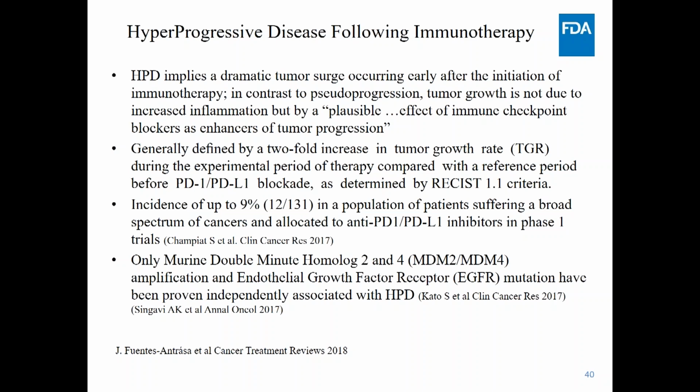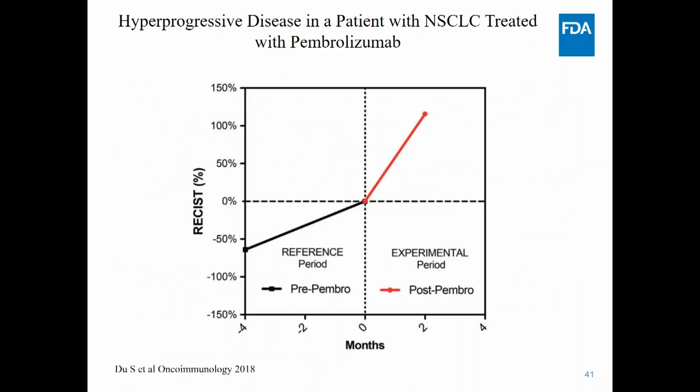And it's not trivial. It has an incidence of about 9–10% in populations of patients, and it's in a broad spectrum of cancers, not just T-cell lymphomas and leukemias. So tumors are very clever. They really can adopt mechanisms to outwit the immune system. In terms of correlation, only the MDM2 and MDM4 amplifications have been proven independently associated with this. And this is fascinating because these are transcription factors that regulate p53. So rather fascinating.